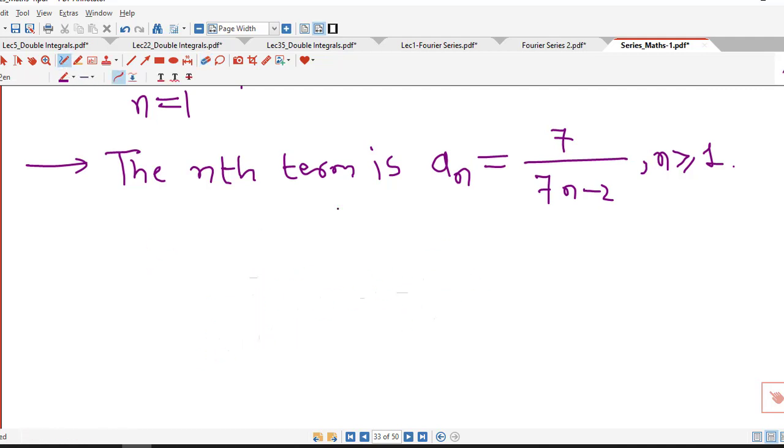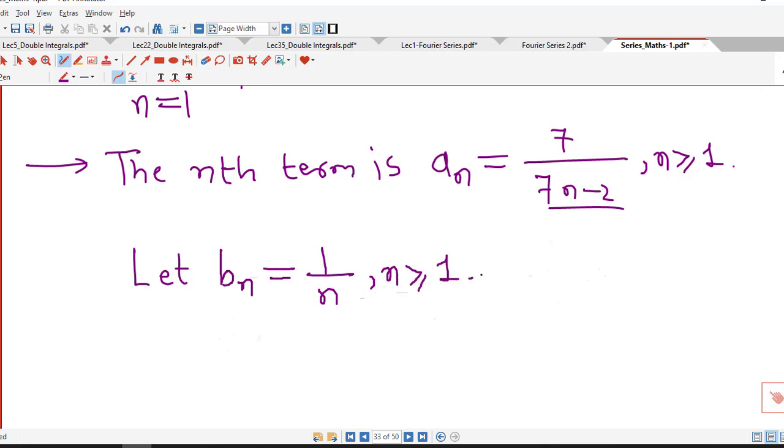So we consider, and here obviously all the terms are positive. So given series is positive term series. If you put n equal to 1, first term will be 7 divided by 5, which is positive, and so on, because 7n minus 2 is greater than 0, an is positive for all n, and we select bn equal to 1 by n, n greater than or equal to 1, so bn is also positive for every n.